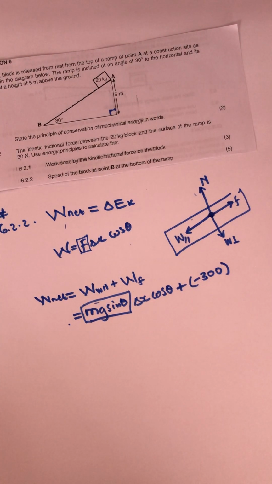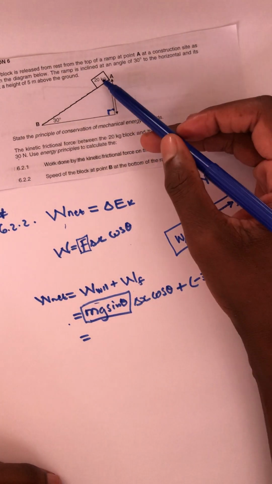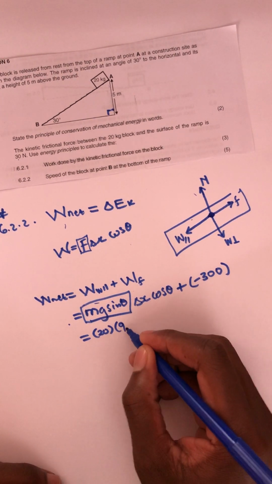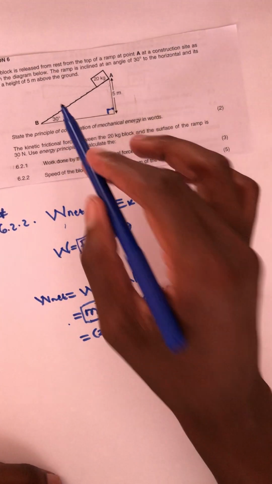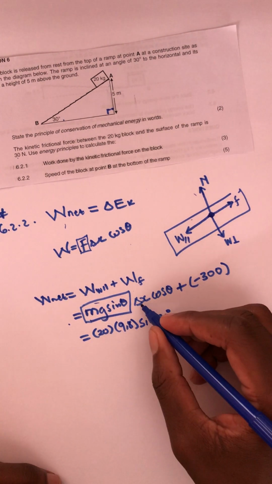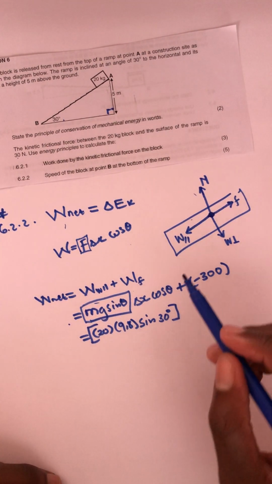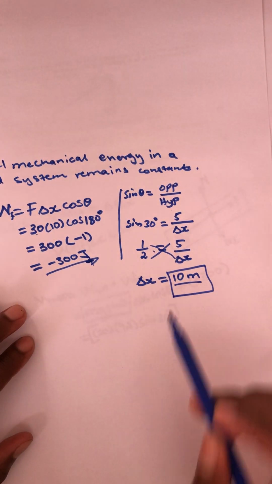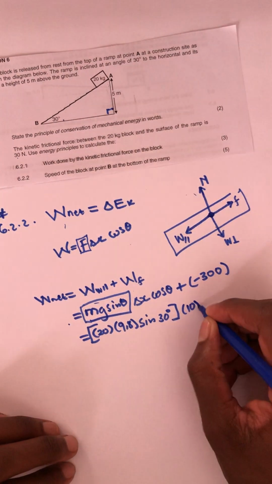So now, what is m? M is the mass of an object, which is 20. G is 9.8 due to gravity. Sine of the given angle, which is 30 degrees. Now, let's see, we take this. Then the change in x, we calculated the change in x as 10 meters. Remember that? So now we're going to put 10 here.